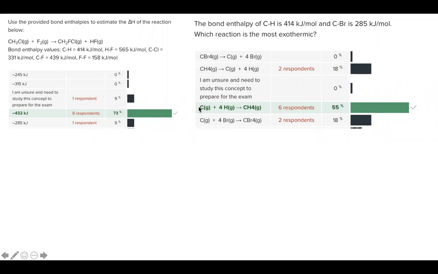when you have this bond enthalpy data and you're thinking about things as being endothermic or exothermic, do you have a plan? Do you know what this question's asking? Would you be able to answer that, or you're not sure what even to look for?